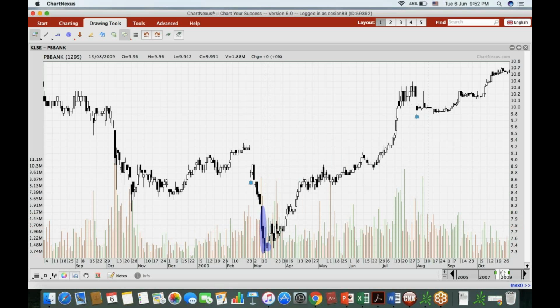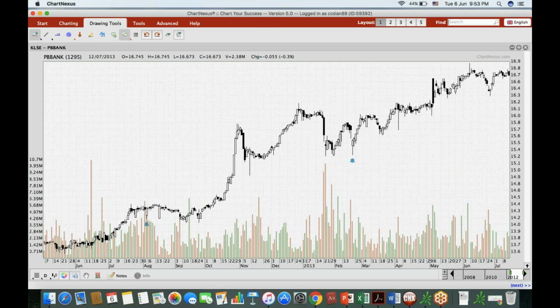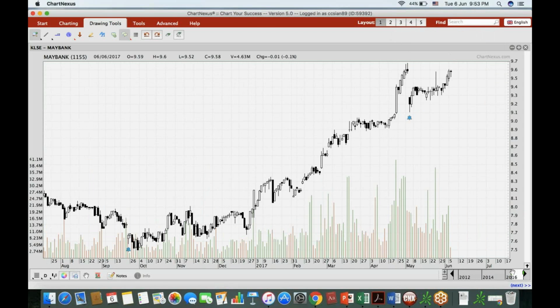Okay, this is Public Bank, and let's see one of the blue chips. Let's say Maybank. Let's see what patterns Maybank shows. This is the last chart we're going to look at, because there are still a lot of questions we have here for 2007 during the financial crisis. Let us see.